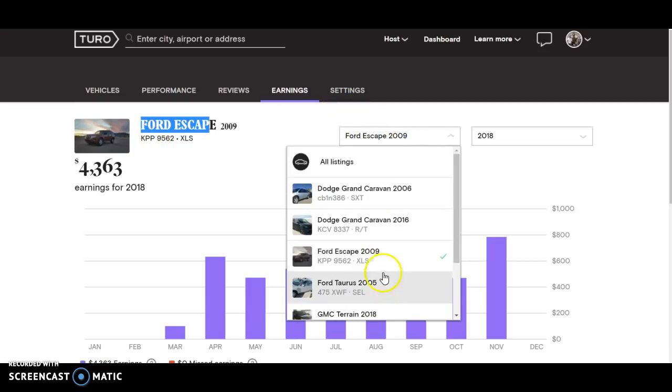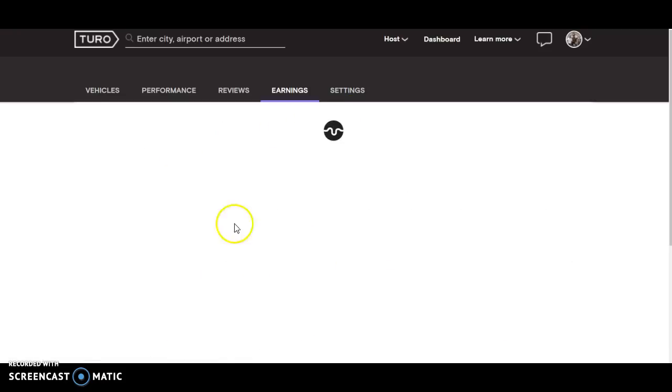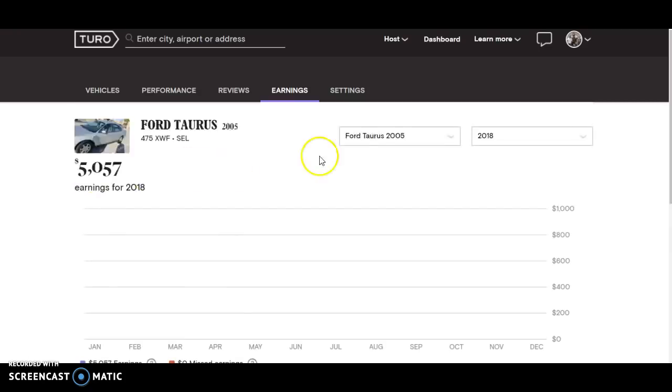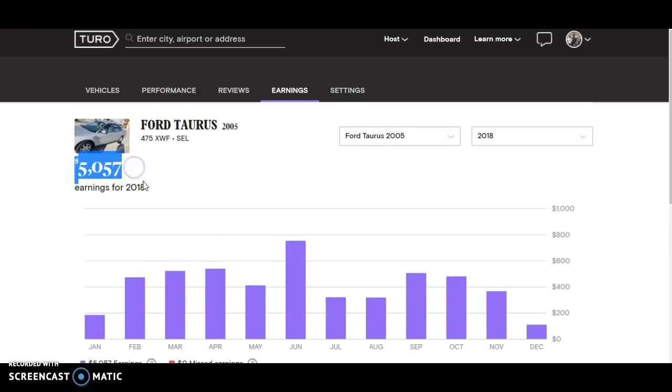Not saying that your 2005 Ford Tauruses can't make you money, because I'll tell you, wha-bam, $5,000 on a car we paid $4,000 for in 2011.